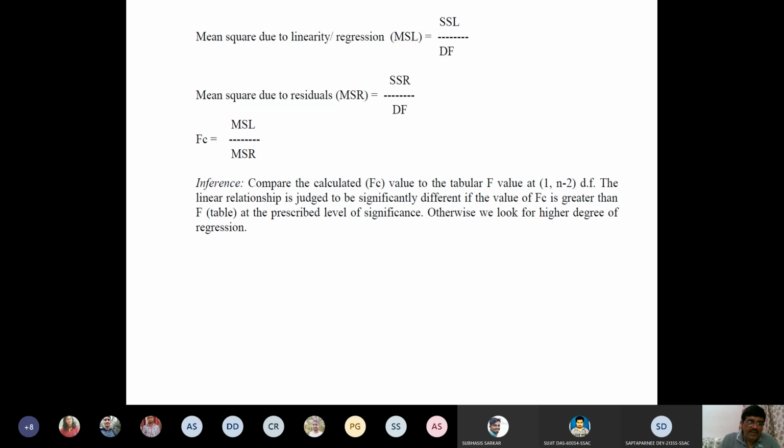If your calculated value is more than the table value at 5%, say, if you consider level of significance, then it is significant. What does it mean? It means that your regression equation is significant, means it is genuinely a linear equation. The data cannot be represented by other kind of relationship. It can be best represented only by linear relationship.